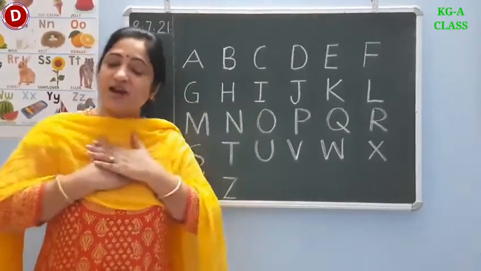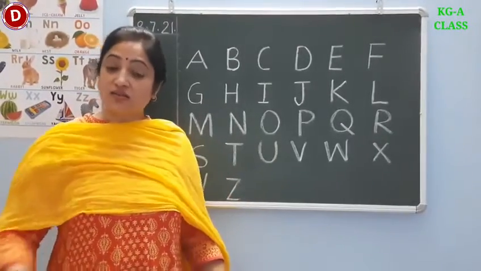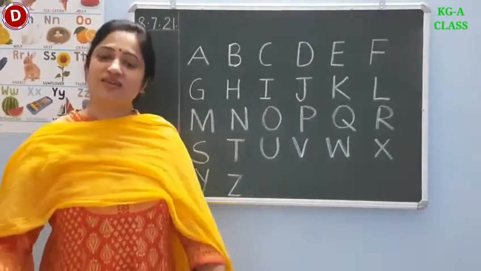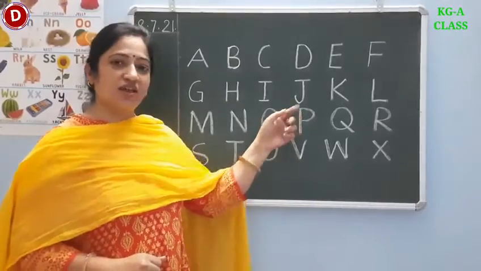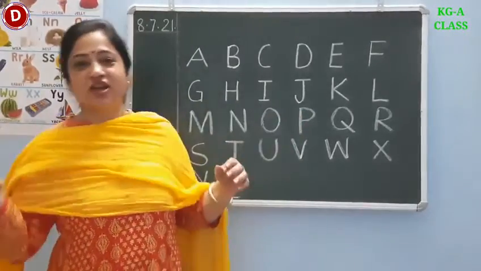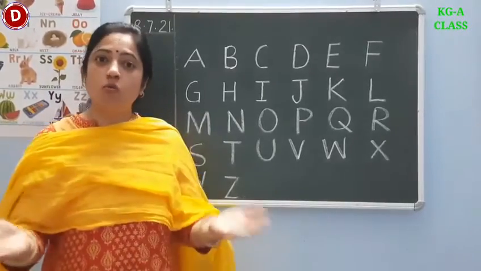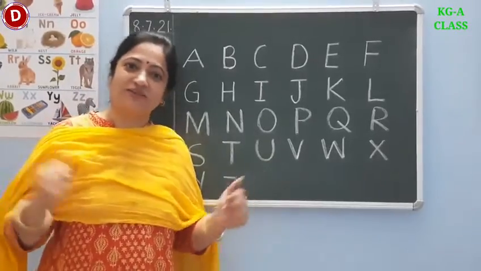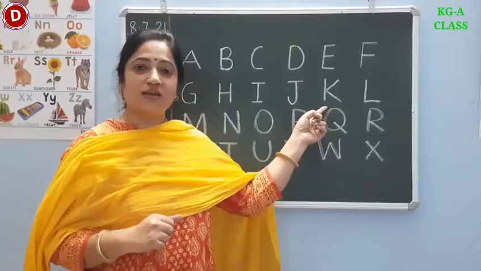Now comes I. Inky the mouse is my pet. She spilled the ink and got wet. The ink is all over the desk. Inky is wet. I says i. Now children, J. Jelly and jam, jiggling on the plate. Oh, what will I eat? Will it? Ja. So J says j.